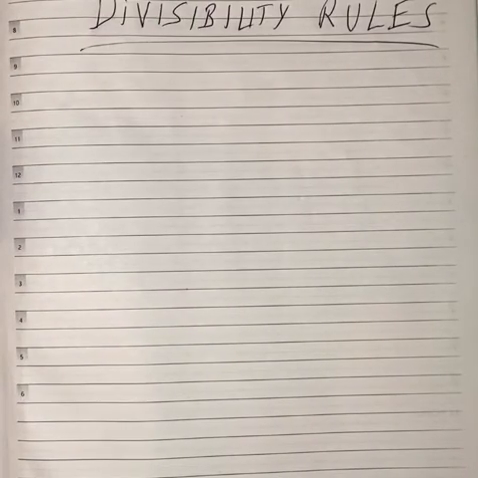Hi guys, let's check out some divisibility rules. So how can we know that a number is divisible by some number like 2, 3, 4 and 5 up to 10?